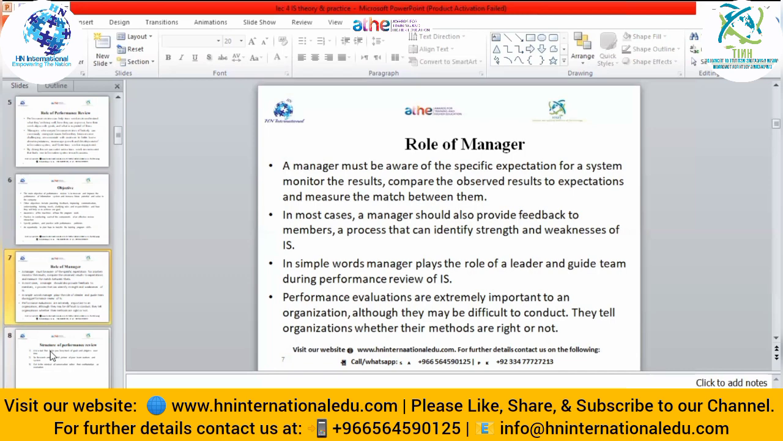Performance evaluations are extremely important to an organization. Although they may be difficult to conduct, they tell the organization whether their methods are right or not, or whether there are many problems that people are facing. So we have to check these things.